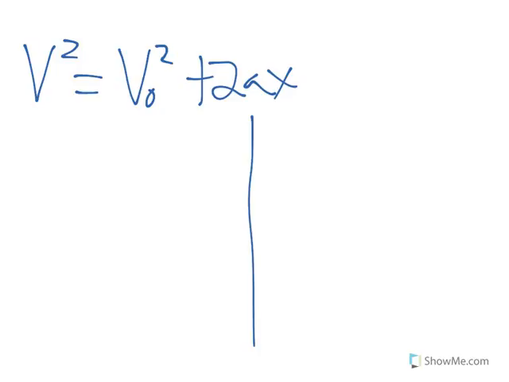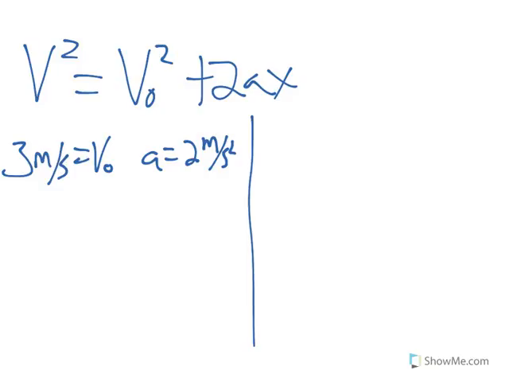So I tell you that something starts off going 3 meters per second. So it's got an initial velocity of 3 meters per second. It accelerates at 2 meters per second squared for 5 meters. What is the final velocity?